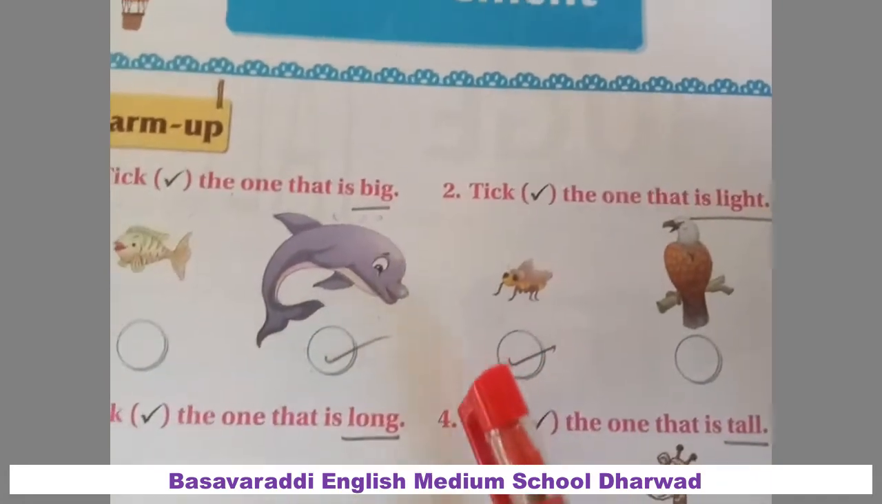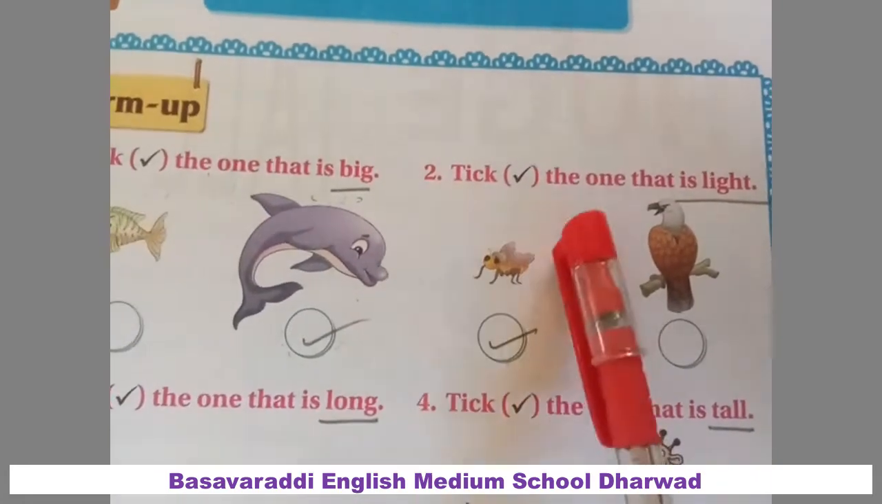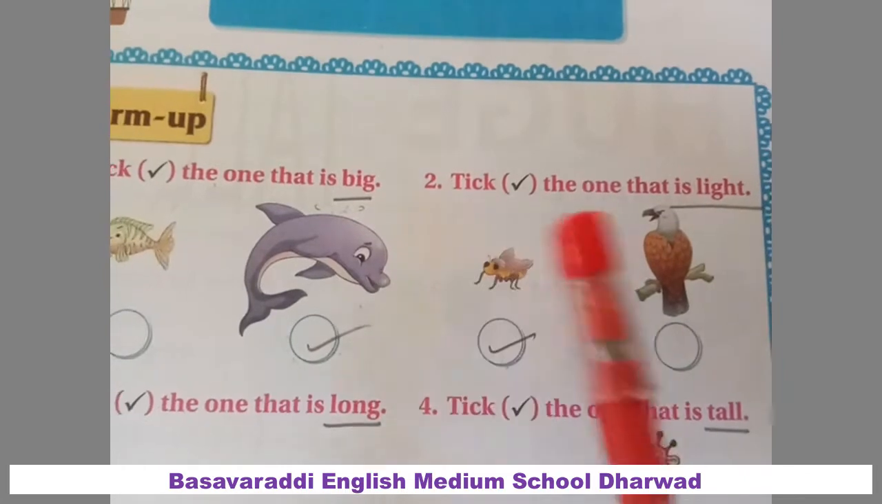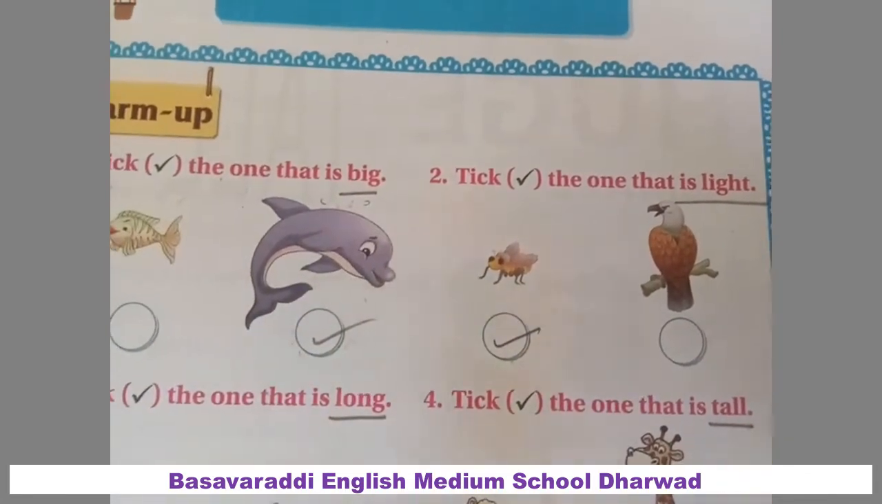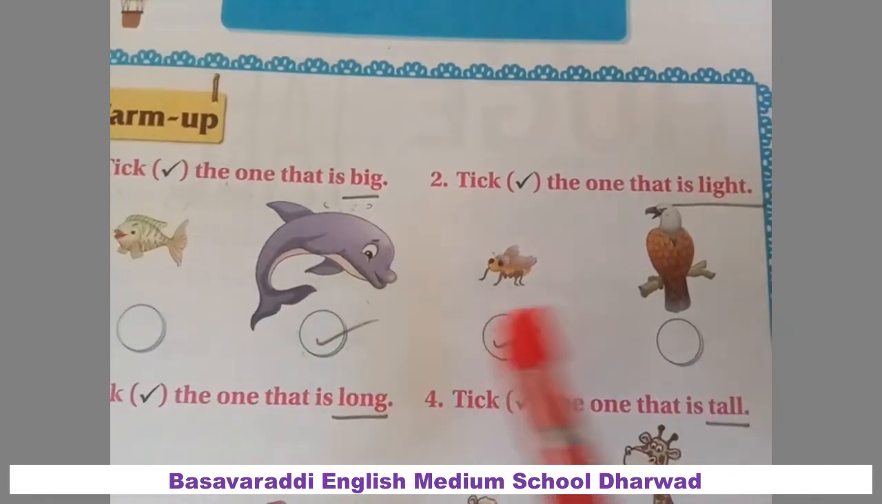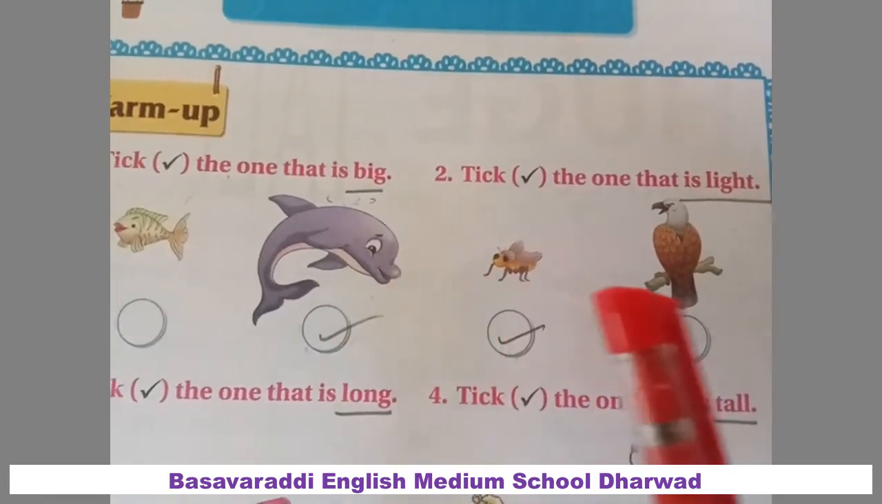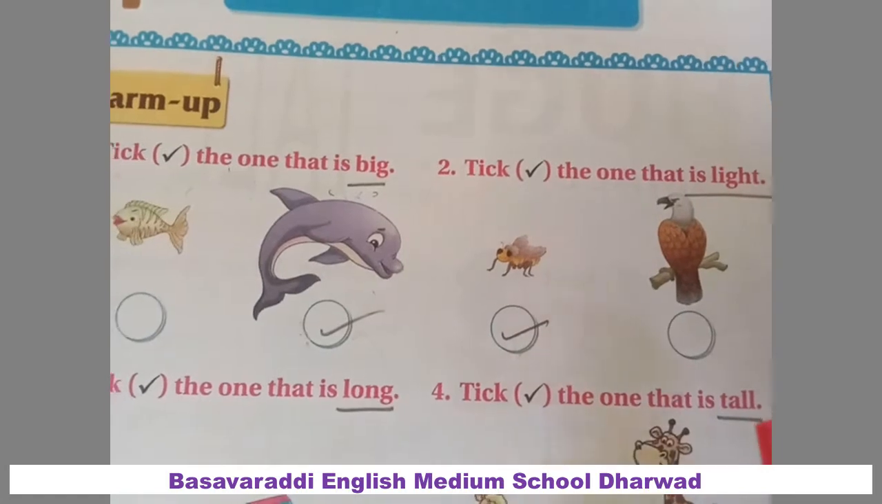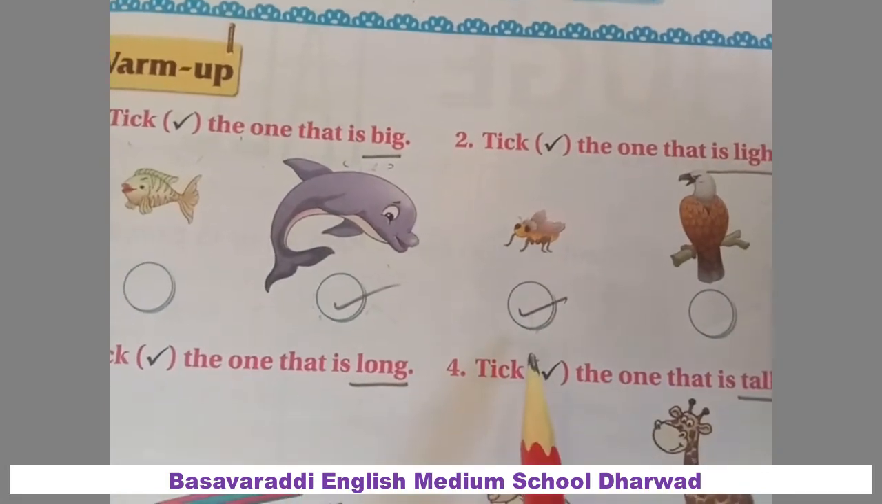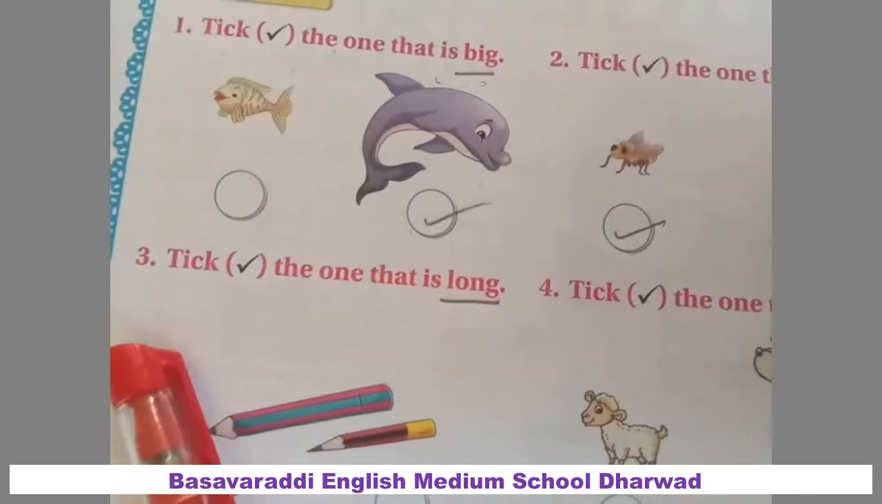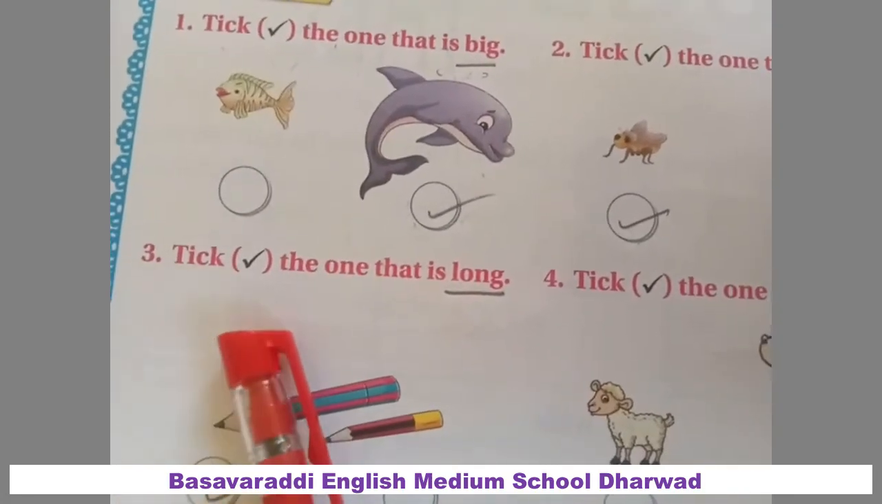Okay. Second one. Tick the right one that is light. Light means very light, not heavy. Here there are a bee and an eagle. Which is lighter? Tell me, Sakshi. This one. Yes. Okay.